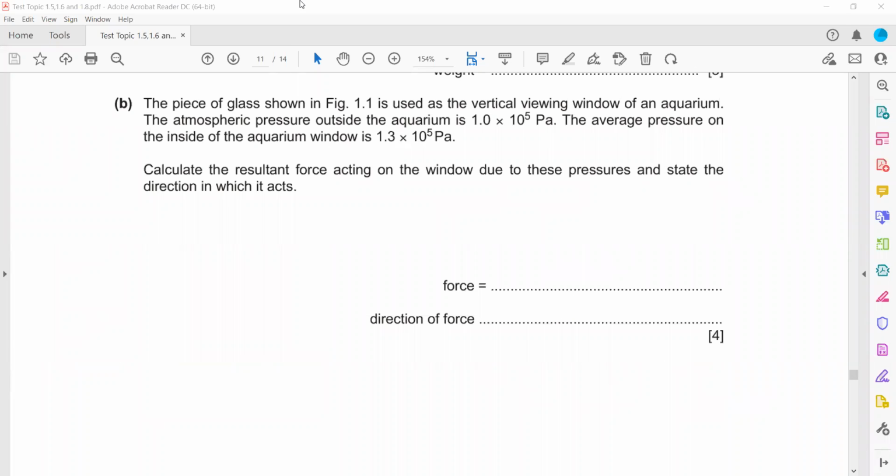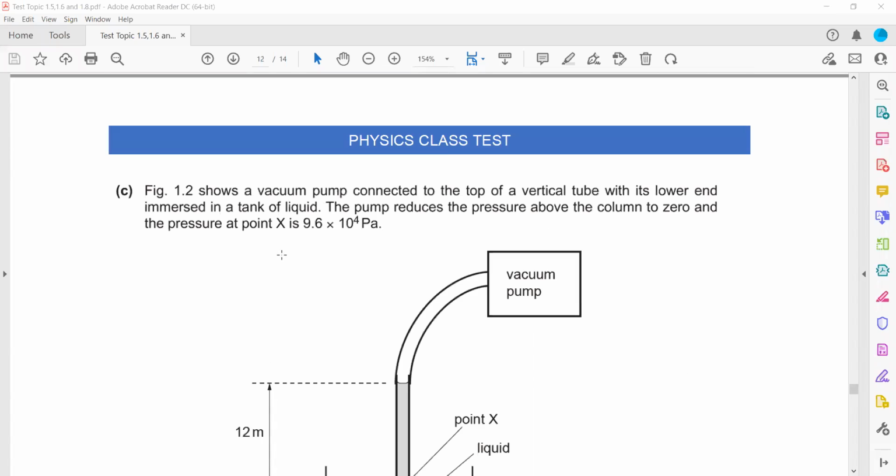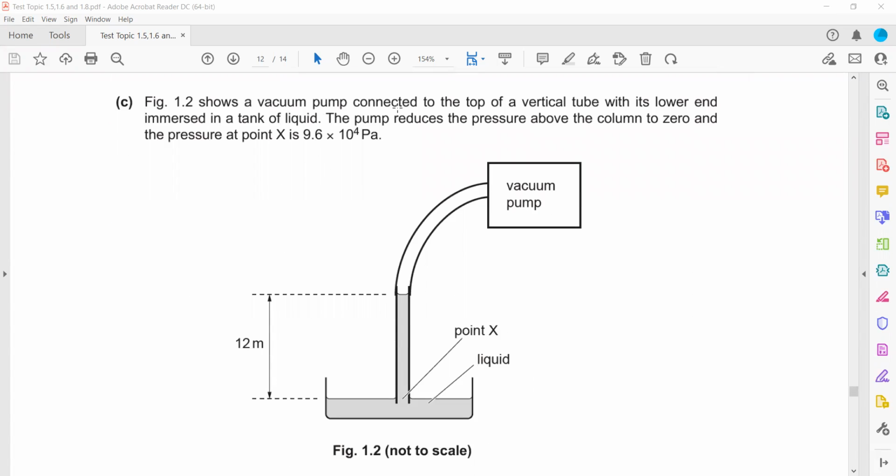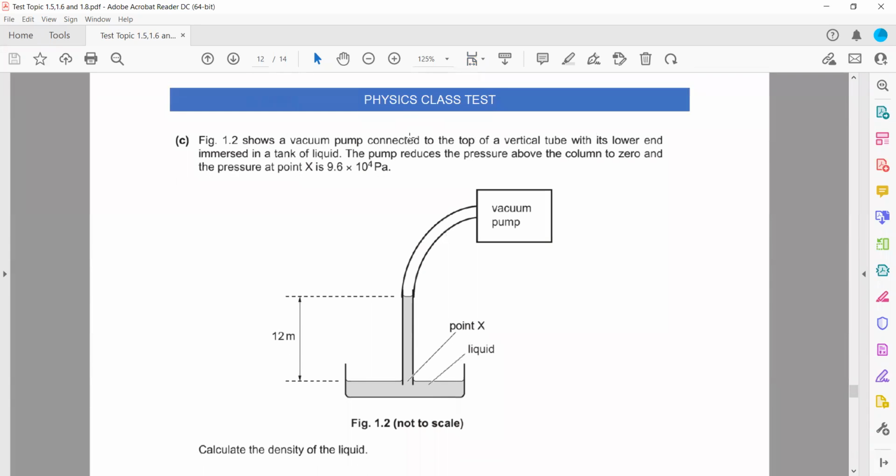So both ways, either first calculate the difference in the pressure and then use the area to find the force, or first calculate the force on each side and calculate the difference in the force.